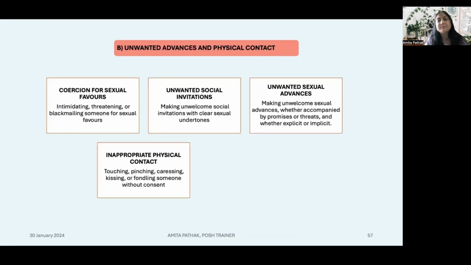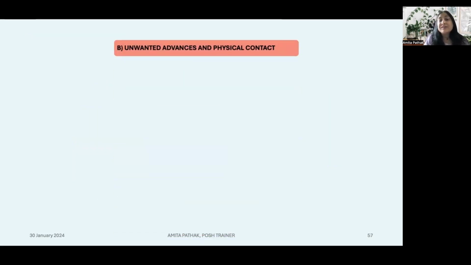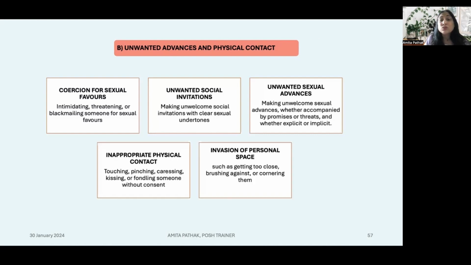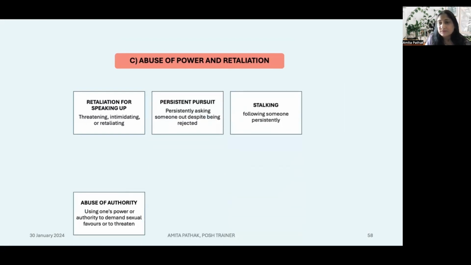Let's have a recap once again. The behavior that constitutes sexual harassment at the workplace, verbal and non-verbal: if you are passing sexually suggestive remarks or lewd comments to someone. If you are creating unwanted advances in physical contact by touching someone, kissing someone, creating hindrances, blocking someone. So these are unwanted advances. And if you are utilizing your power to threaten someone and asking for retaliation, destroying someone's image, stalking.